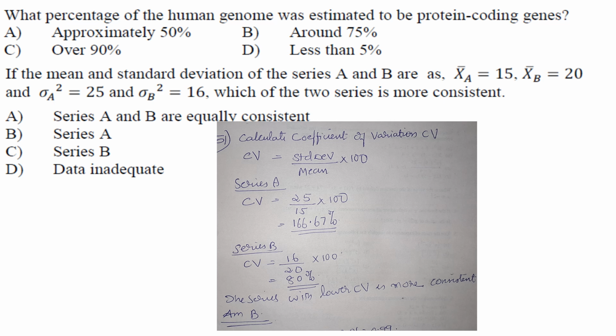Next one. What percentage of the human genome was estimated to be protein coding genes? It is less than 5%.